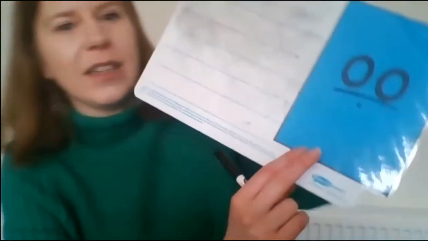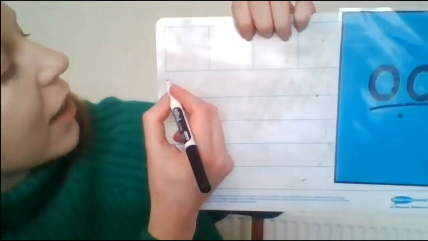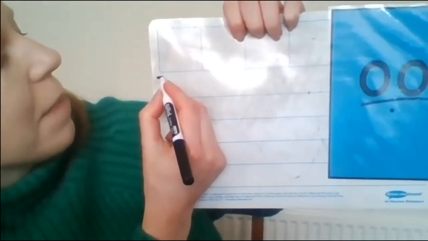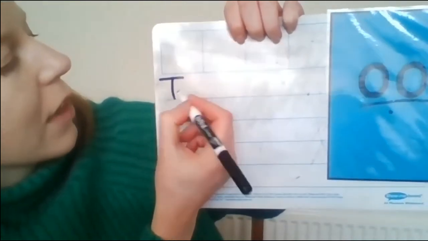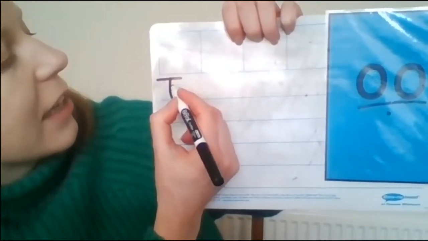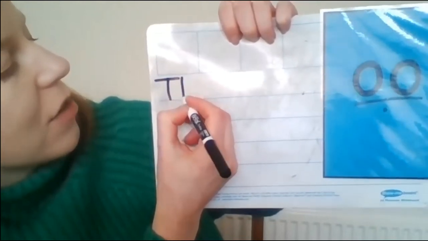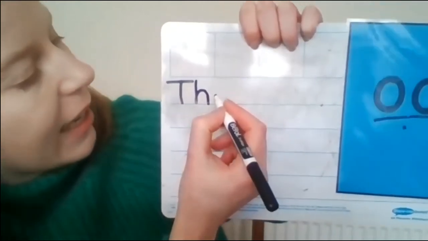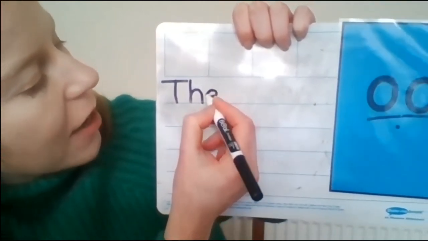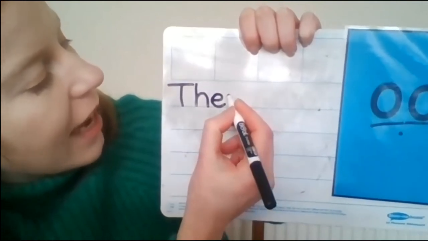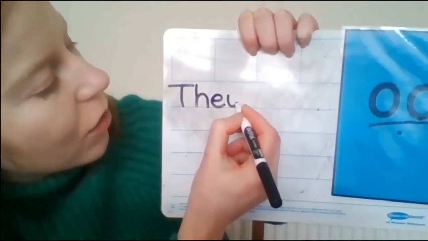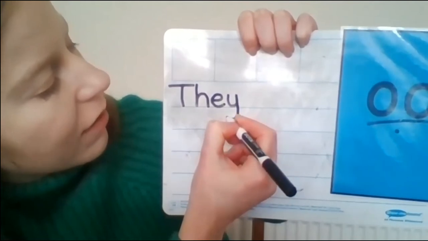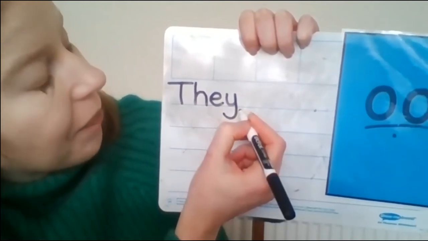So the first letter in the word they is T. So I'm going to do a capital T. And then the next letter is H, down the horse's legs and over his back. And what's the next letter? E. Crack open the egg. And then we go down the axe horns, up his horns and under his chin. They.